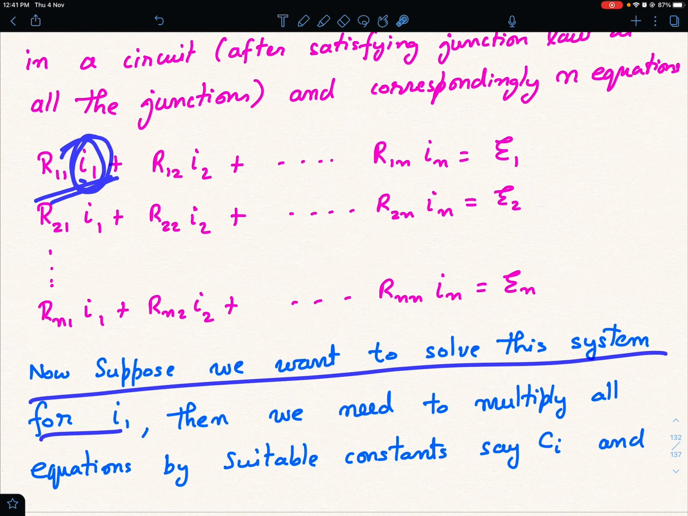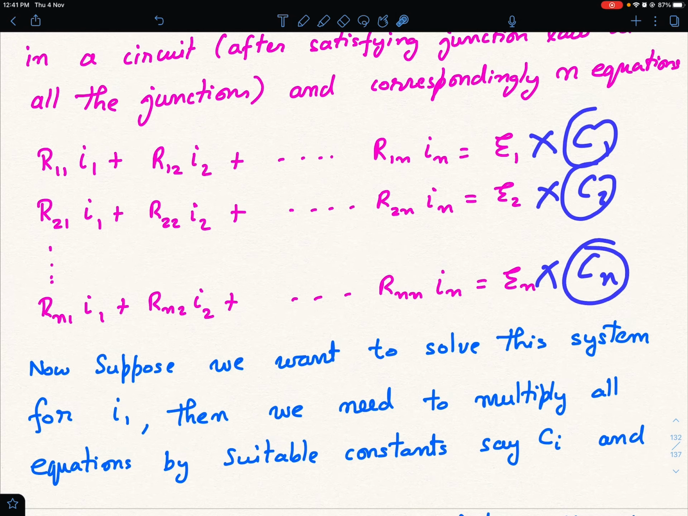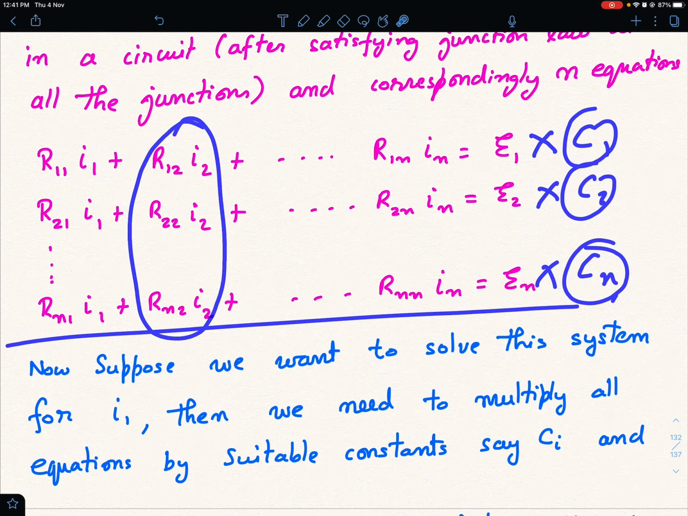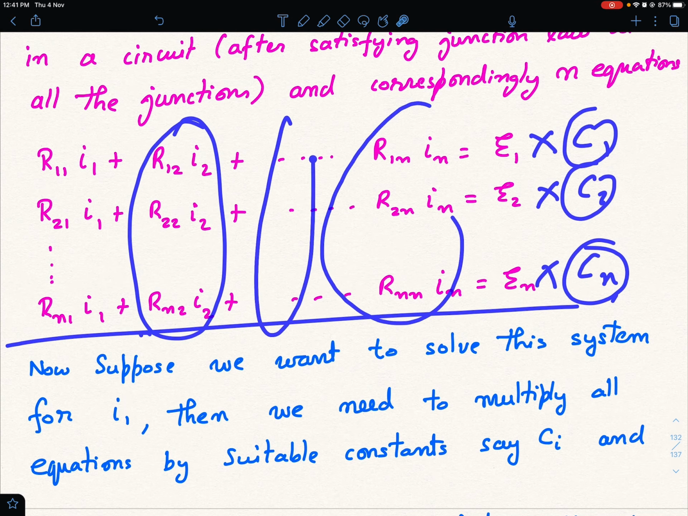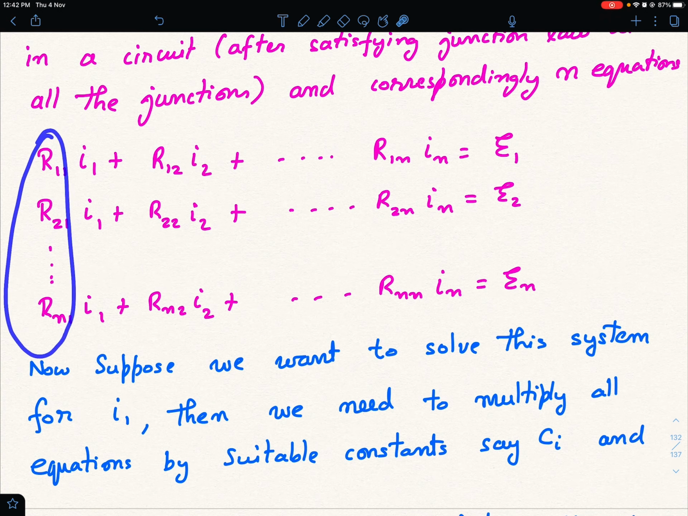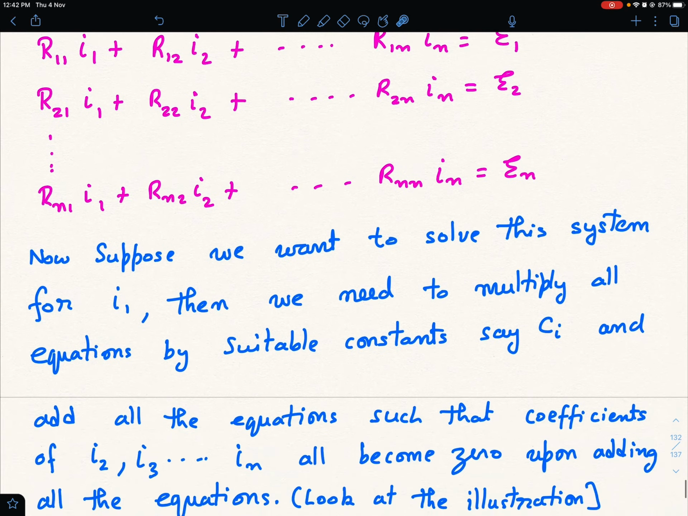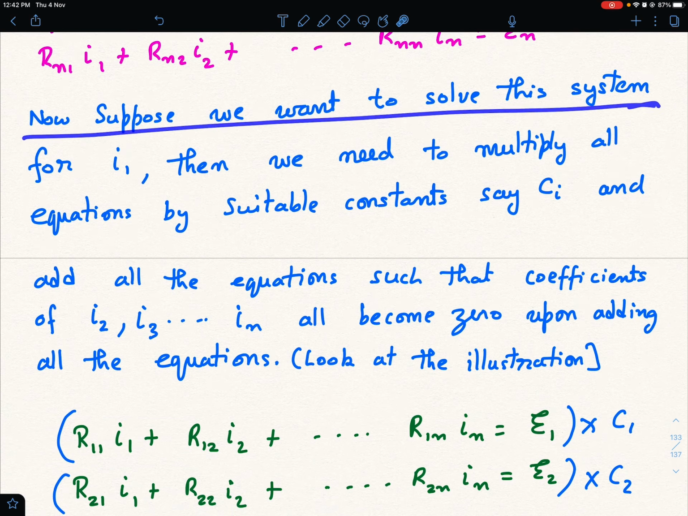Okay, now suppose we have to solve this system of equations for I1. Suppose I am focusing on how to solve for the variable I1. Then what will I do? I will multiply all these equations by suitable constants and then add them up, so that the coefficient of I2 becomes 0 in the addition, and all the other coefficients become 0 when you add all the equations, and only I1 remains, and there will be some coefficient of I1, okay, and all other variables will be eliminated if we multiply them with suitable constants, okay.